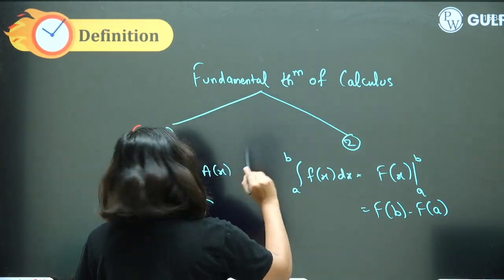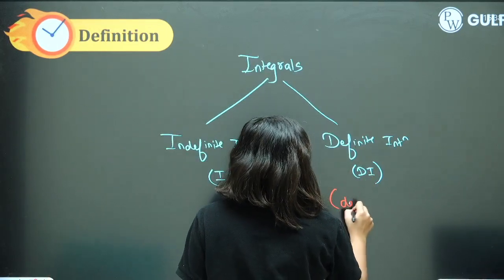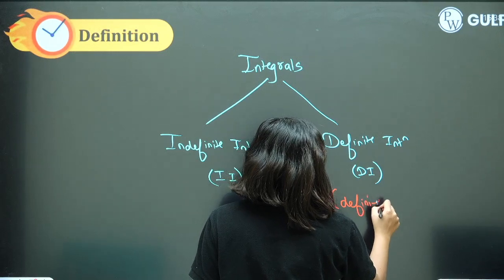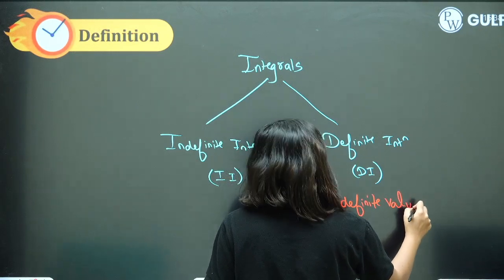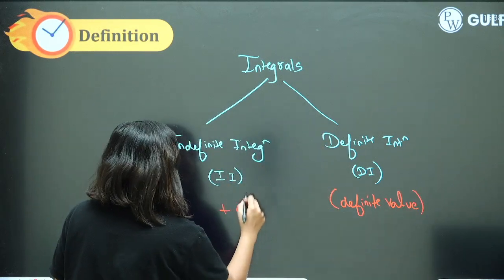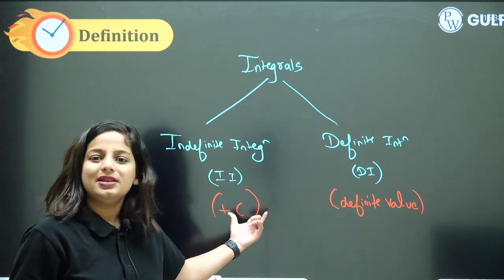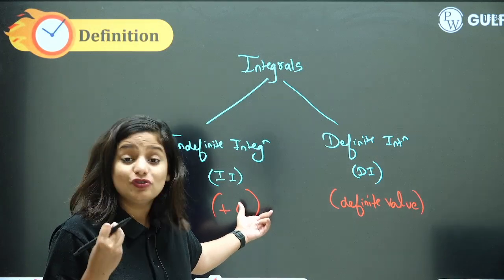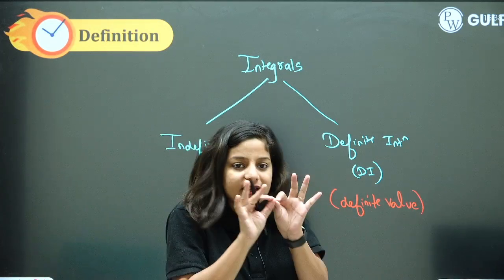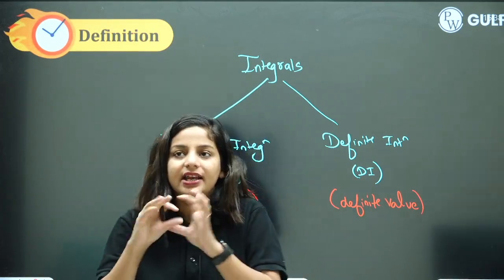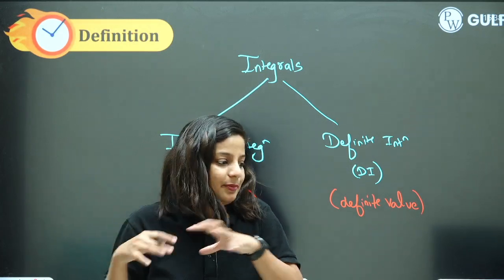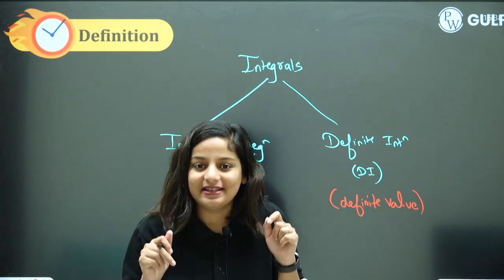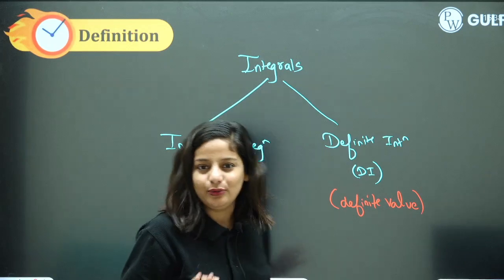Definite integration, boss, will have a definite value as the answer. It will not have plus c like indefinite integration. Plus c was an arbitrary constant. We didn't know what is c, so there was no fixed value. Here you will get a fixed value, 1 e 9 plus 1 by 7, something like that. You will get some value.